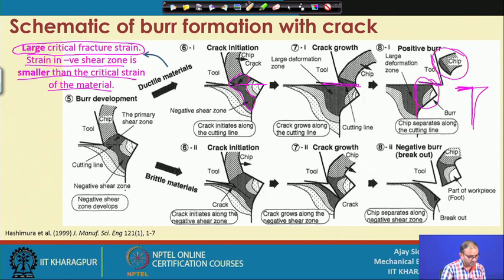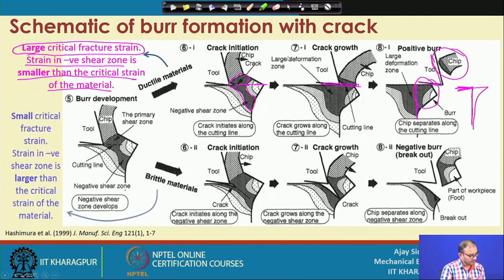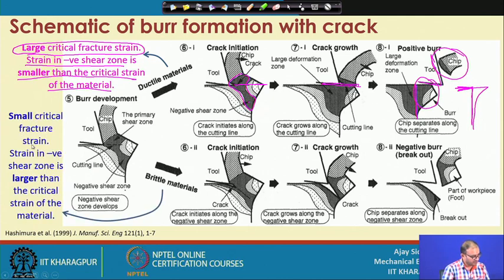What is happening in the brittle material? The brittle material situation is completely different from this, exactly opposite, right. Here the critical fracture strain is small, because it was large before, since brittle material fractures more quickly, and the strain in the negative shear zone is larger than the critical strain of the material. So now how are these things different?